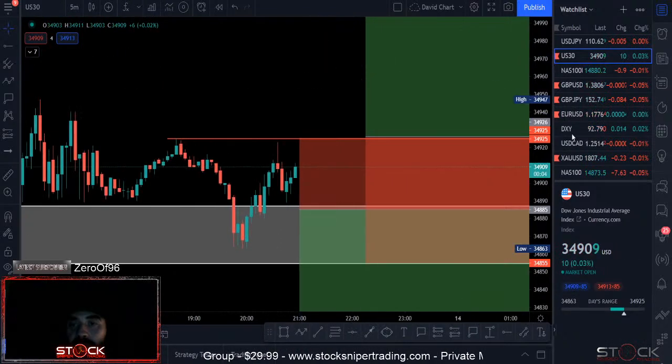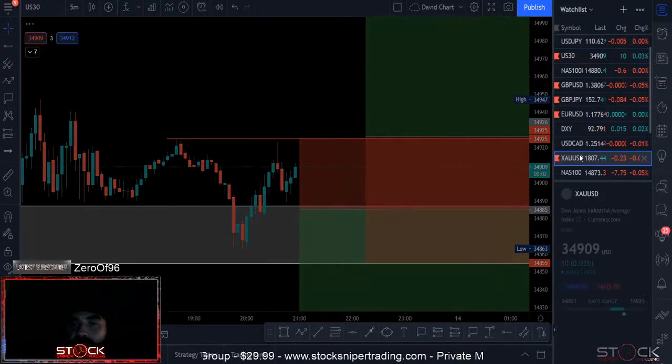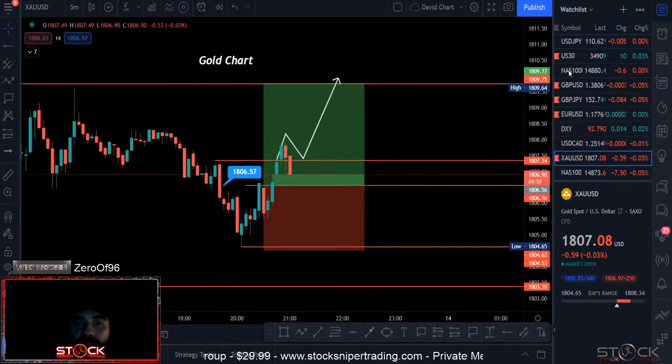Okay, we're going to move back to gold. There's 3 seconds left. I want to see what's going to happen with this candle here.